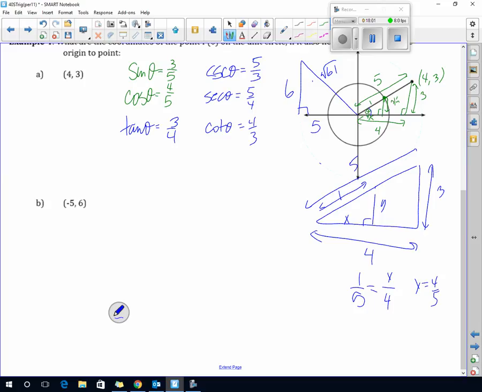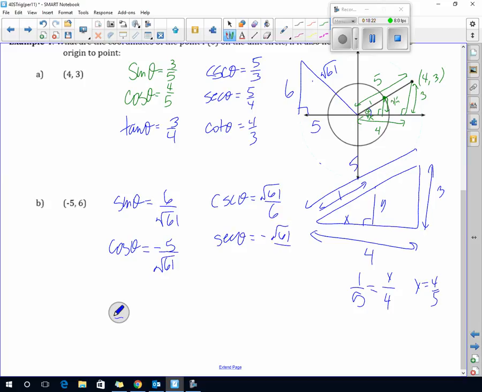Is everybody done? Okay, so sine theta is going to be 6 over root 61. So cosecant theta would be root 61 over 6. Cos theta would be negative 5 over root 61. So secant theta would be negative root 61 over 5. Tan theta would be negative 6/5. So cotangent theta would be negative 5/6. Everybody get that?